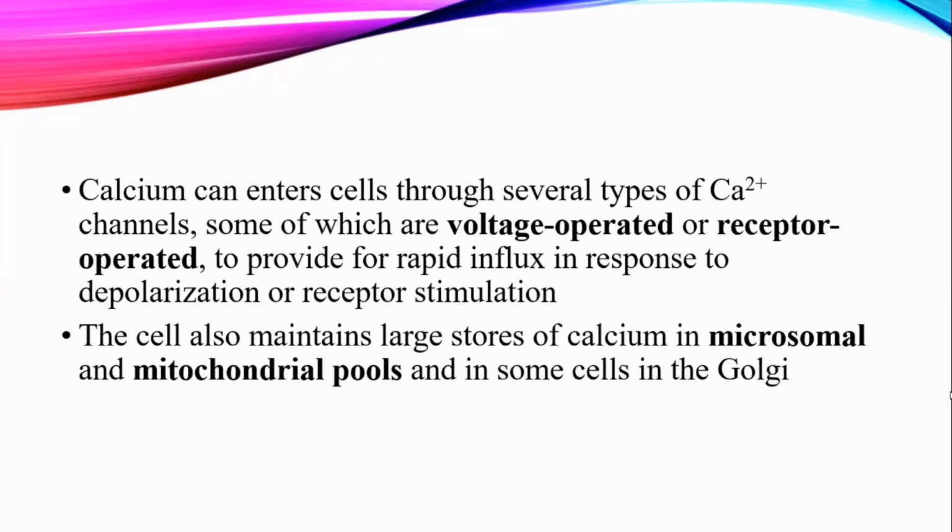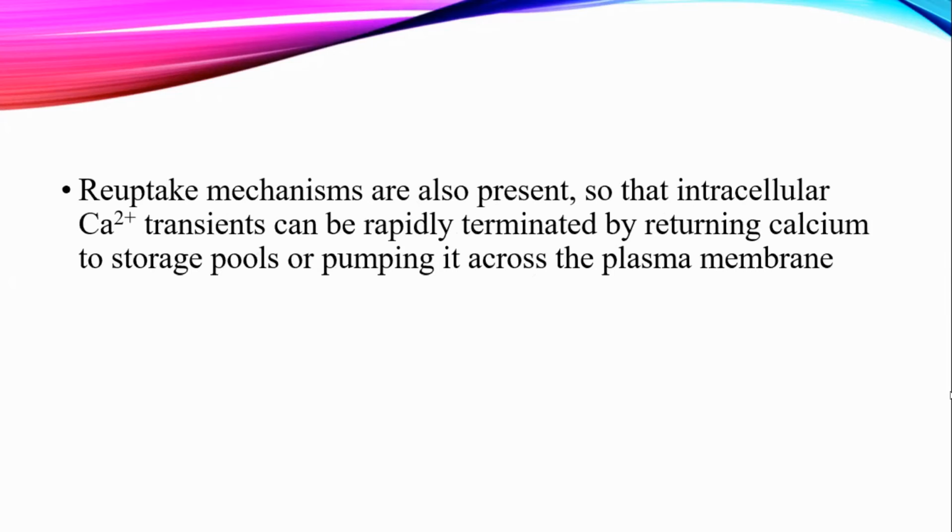And this inositol triphosphate in turn releases the calcium from the microsomal stores in the cell, and the increased calcium concentrations in the cell, individually or bound with calmodulin, show the effects or physiological responses on the cell. Reuptake mechanisms are also present so that intracellular calcium transients can be rapidly terminated by returning calcium to storage pools or pumping it across the plasma membrane.